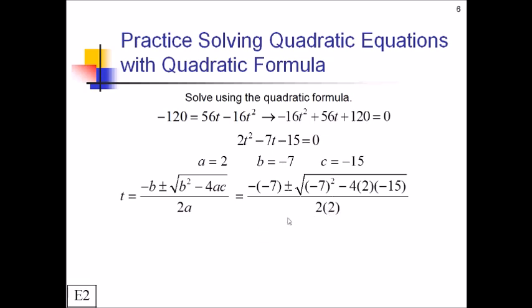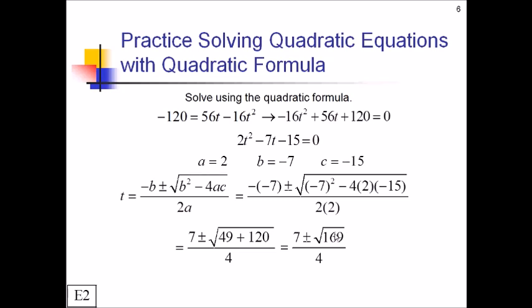Crunching our numbers, we've got 7 on the outside, plus or minus the square root of 49 plus 120, all over 4. 49 plus 120 adds up to 169. We can square root 169. That's going to be 13.